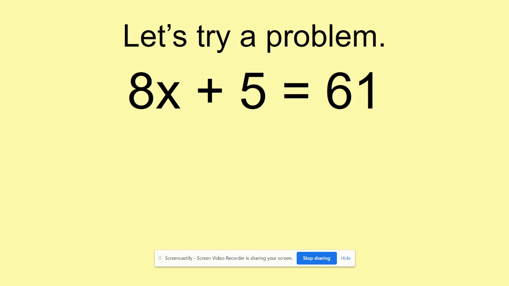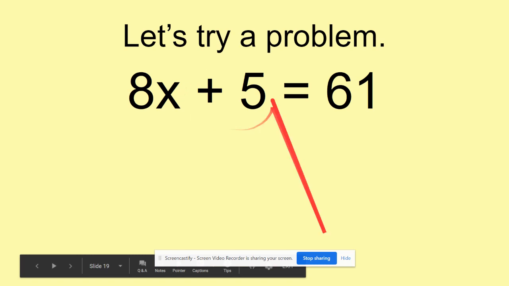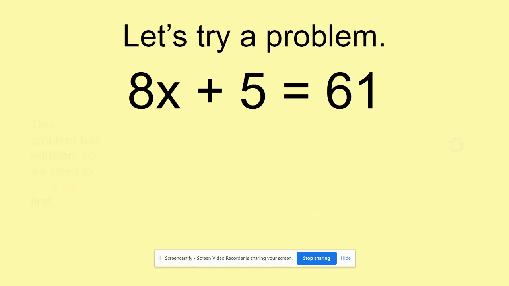So here we go. 8x plus 5 is 61. Like we said, we start with either addition or subtraction, right? And so again, I see this plus 5, and I need to undo that. So the first thing I'm going to do is subtract 5 from both sides.